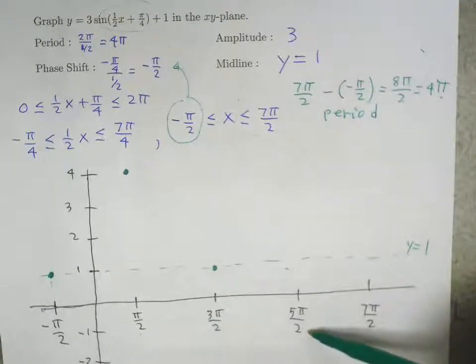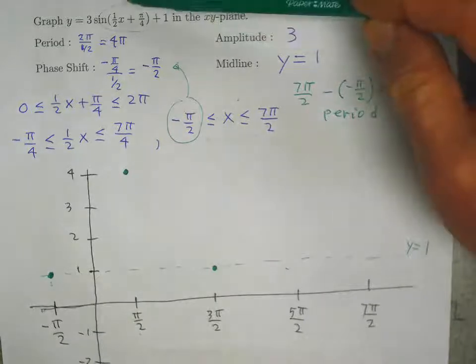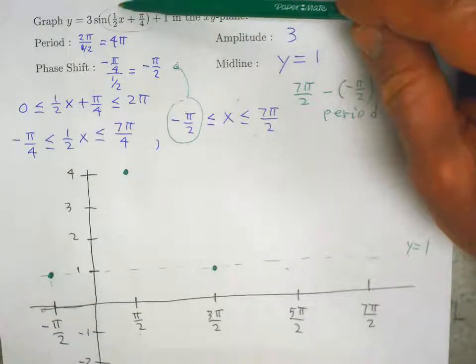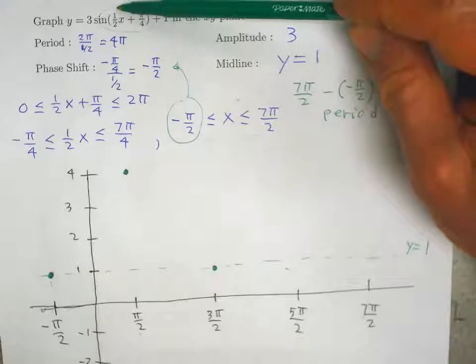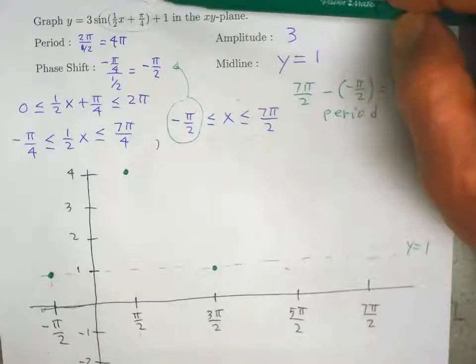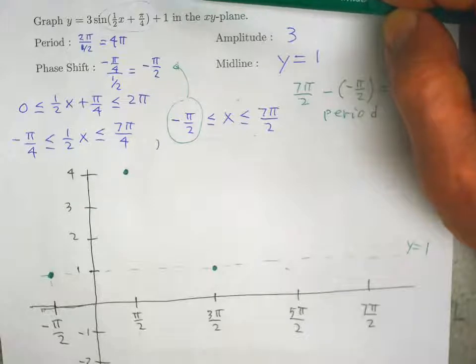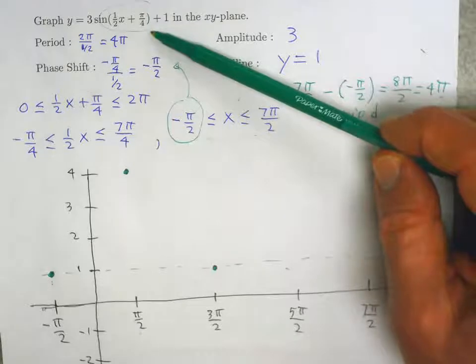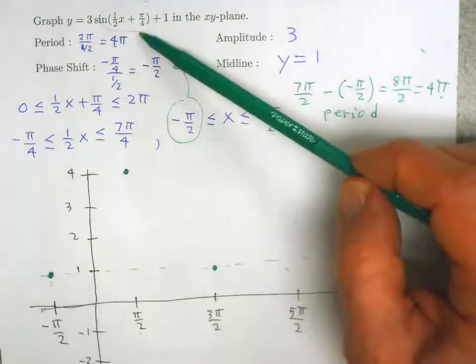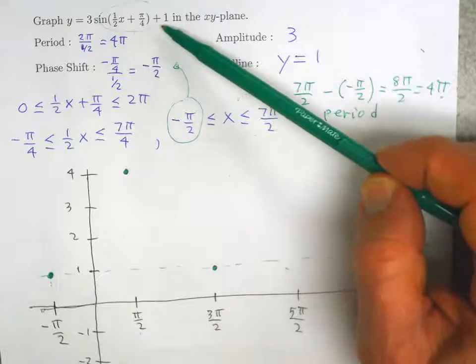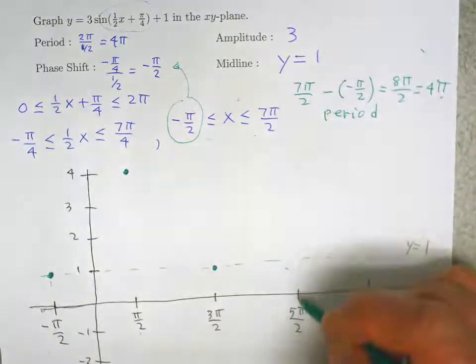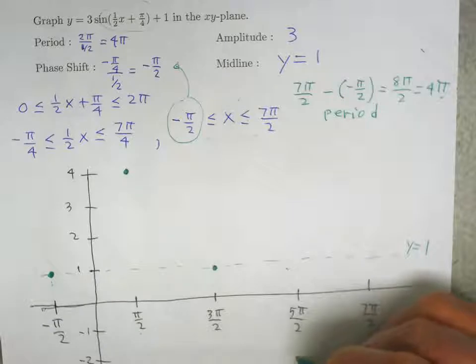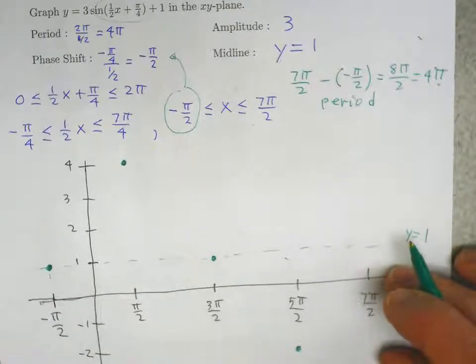Okay, 5 pi over 2. If x is 5 pi over 2, 1/2 times 5 pi over 2 is 5 pi over 4. And 5 pi over 4 plus pi over 4 is 6 pi over 4, or 3 pi over 2. Sine of 3 pi over 2 is negative 1. So 3 times negative 1 is negative 3. Negative 3 plus 1 is negative 2. So we're down here at negative 2. You can barely see it.